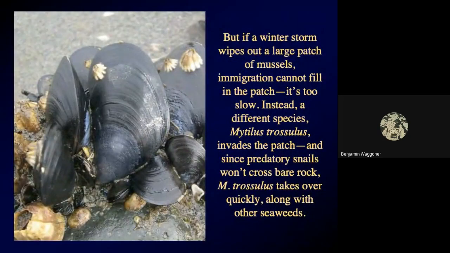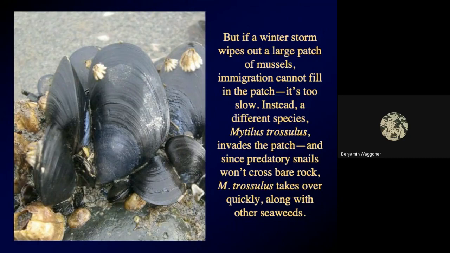But if a winter storm wipes out a large patch of mussels, migration can't fill in the patch because it's too slow. Mytilus californianus can't move in to fill that patch up fast enough. What happens is that a different species invades the bare patch. It's called Mytilus trossulus, and here it is. And predatory snails can't crawl across bare rock, or at least they won't. They don't want to. So if some larvae of Mytilus trossulus settle in that bare patch and become adults, trossulus can take over very quickly because the predators can't reach it.